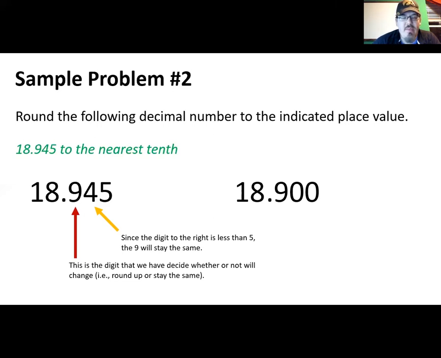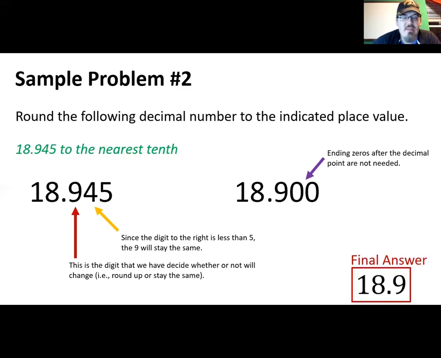Now, the one thing that's a little bit different with a decimal number is when you have these ending zeros, they don't really change the value of our number at all. So what we do is we just get rid of them. We don't need them anymore. So our final answer in this situation is just going to be 18 and 9/10, or 18.9. And there you go. That's how you round whole numbers and decimal numbers.